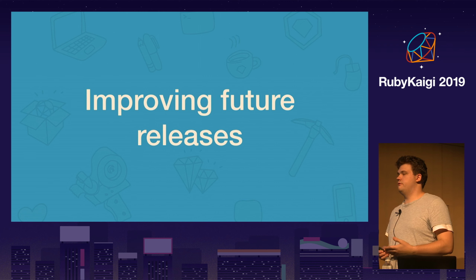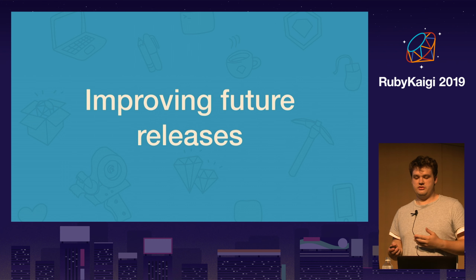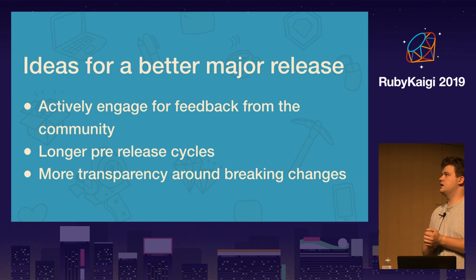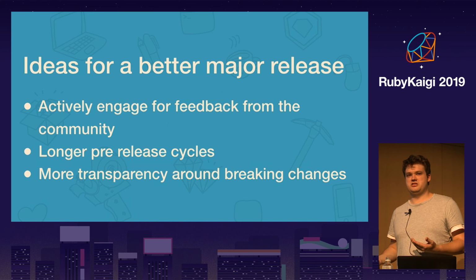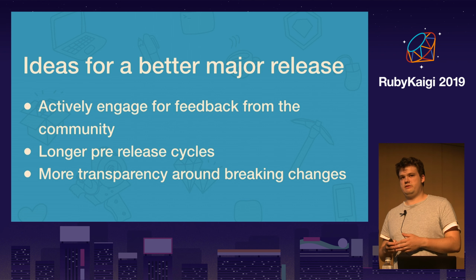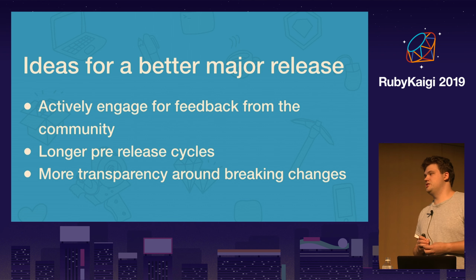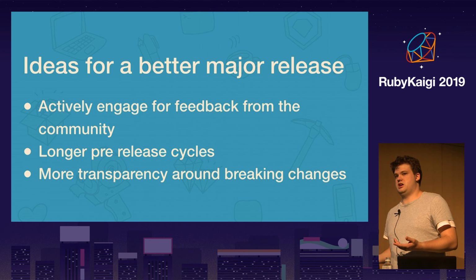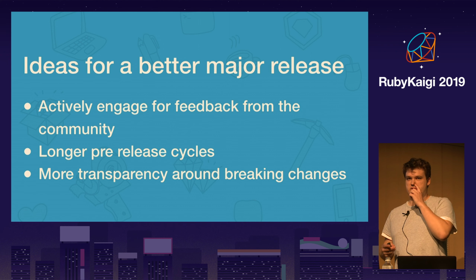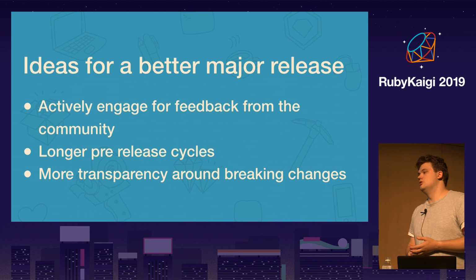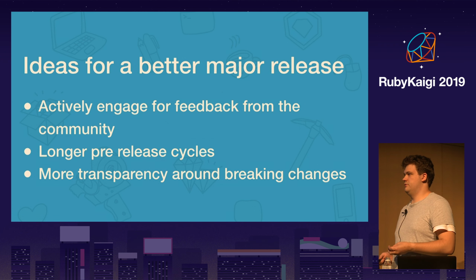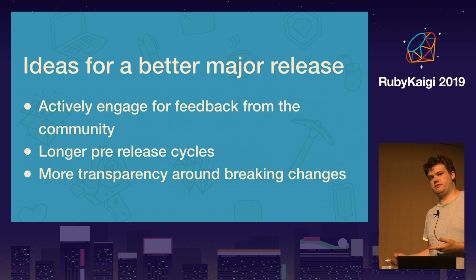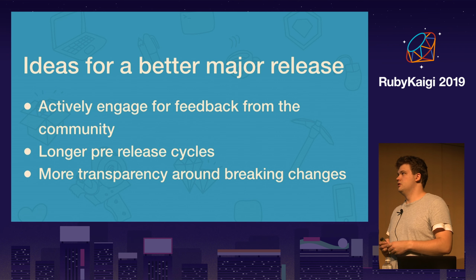So some of the ideas that we have for improving major releases in the future: actively engaging feedback from the community about some of these changes that we're making, probably a longer pre-release cycle to make sure that people have enough time to test the pre-releases before we make a final breaking release change. And then more transparency around the breaking changes themselves, so publishing even RFCs or even just PRs with the proposals in them. I'm definitely open for more feedback if you have a better idea on how to solve some of these issues.